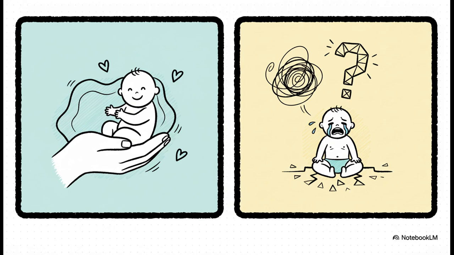Let's just take a look at the very first conflict, which is arguably the most important one: trust versus mistrust. It's actually pretty simple. When a baby cries and someone comes to feed them or comfort them, they learn that the world is a safe and reliable place. They learn to trust. But if their needs are consistently ignored, they learn the world is unreliable and scary. They learn mistrust. And that very first lesson becomes the foundation for every single relationship they'll have later in life.